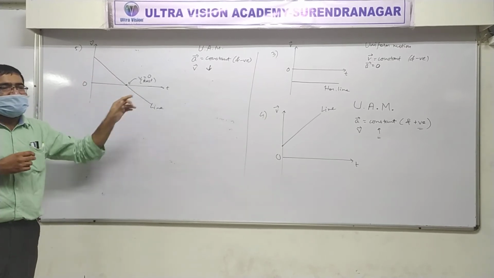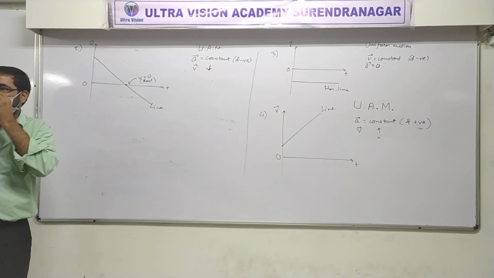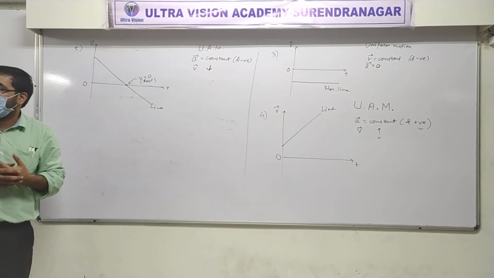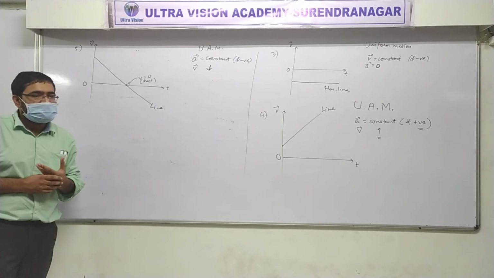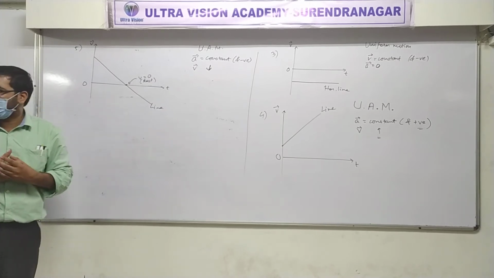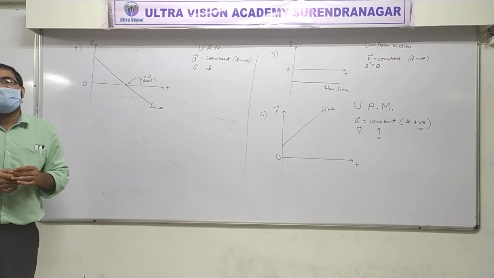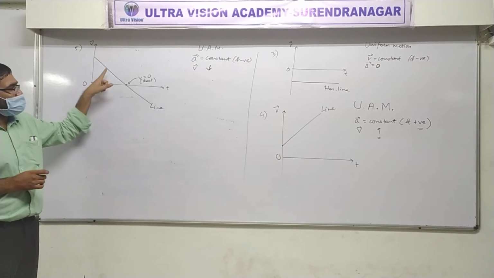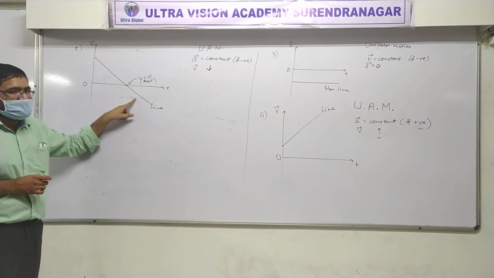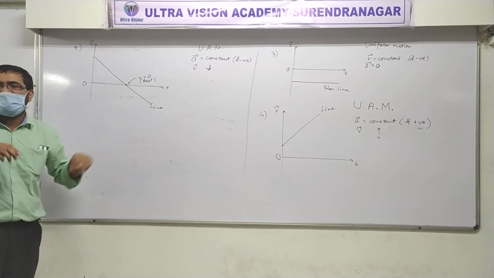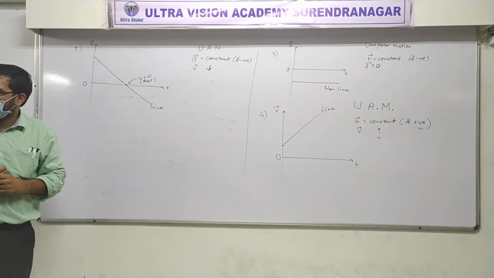Over here, negative velocity. If the velocity is negative, the object is moving in the negative direction. Got it or not? Again that sentence. So here the velocity is positive, here the velocity is negative. That means the object has reversed its direction.